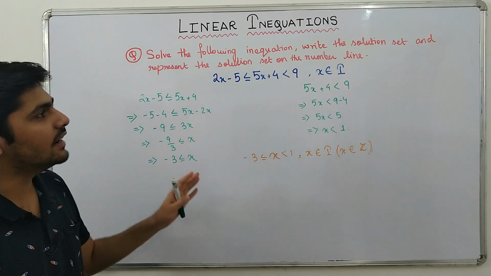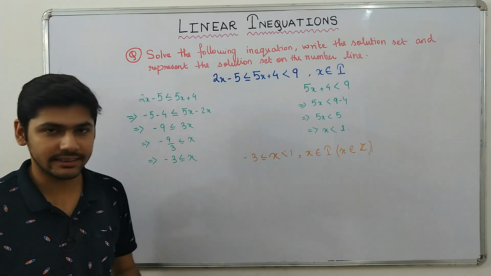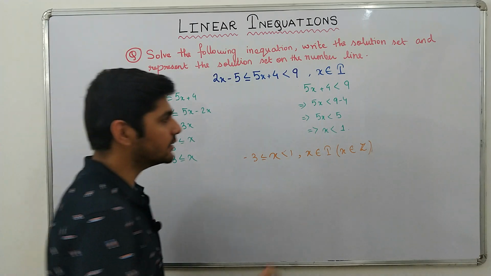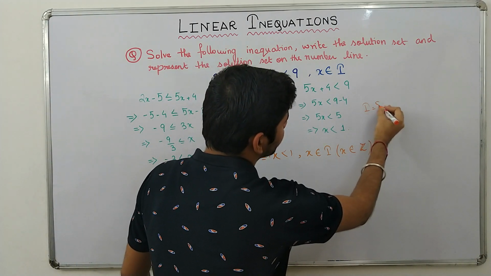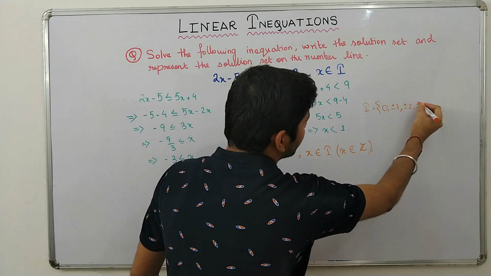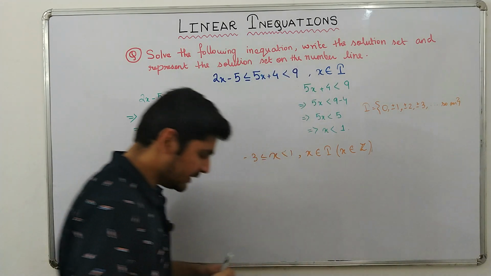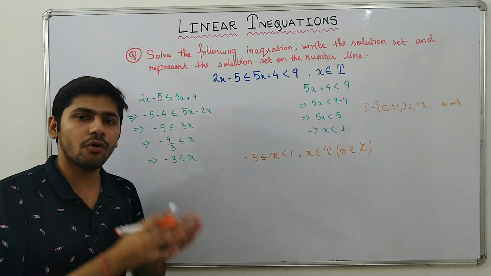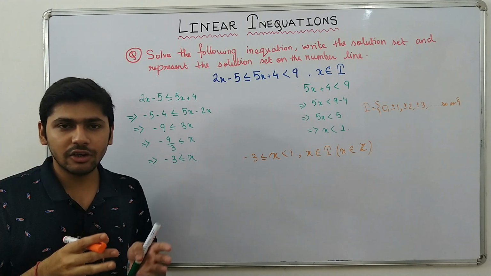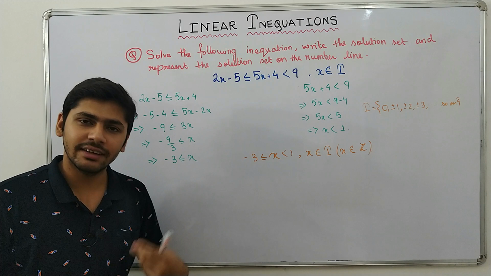Now we have to find the solution set. How to write the solution set when x belongs to integers? Now I hope you guys know what integers are. Integers are the numbers 0, plus minus 1, plus minus 2, plus minus 3 and so on. That means integers are the numbers 0, 1, 2, 3, 4, so on the positive side, 0, minus 1, minus 2, minus 3, minus 4, so on the negative side.